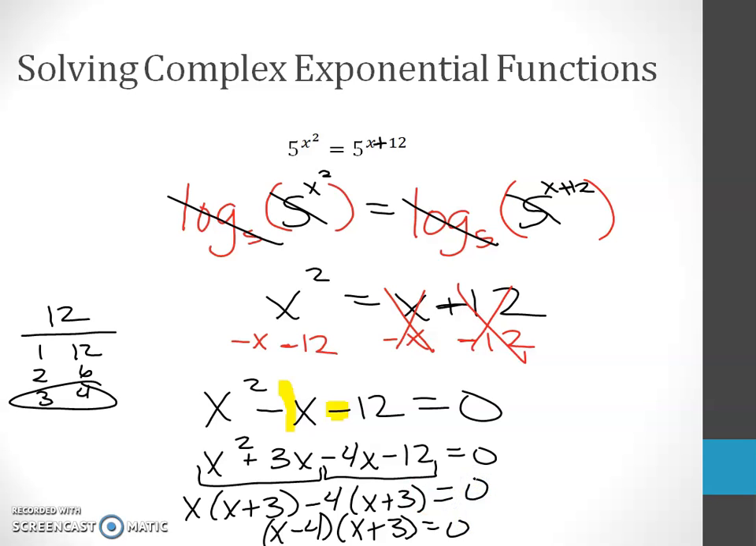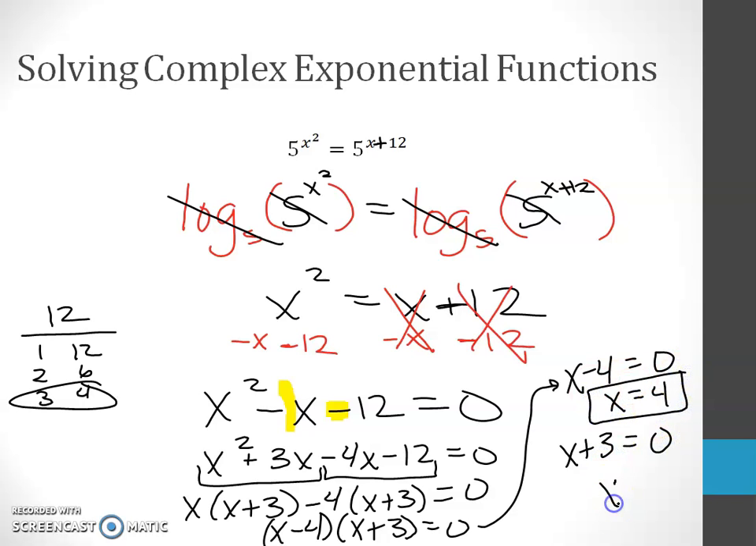Now remember, when you get your factors equal to 0, you've got to set each factor equal to 0 to find your final answers. I get that x equals 4, and I get that x equals negative 3. So we have 2 answers that could be going in on this one. And remember, the fact that that's squared, that's what's telling us we're going to end up with 2 answers there.